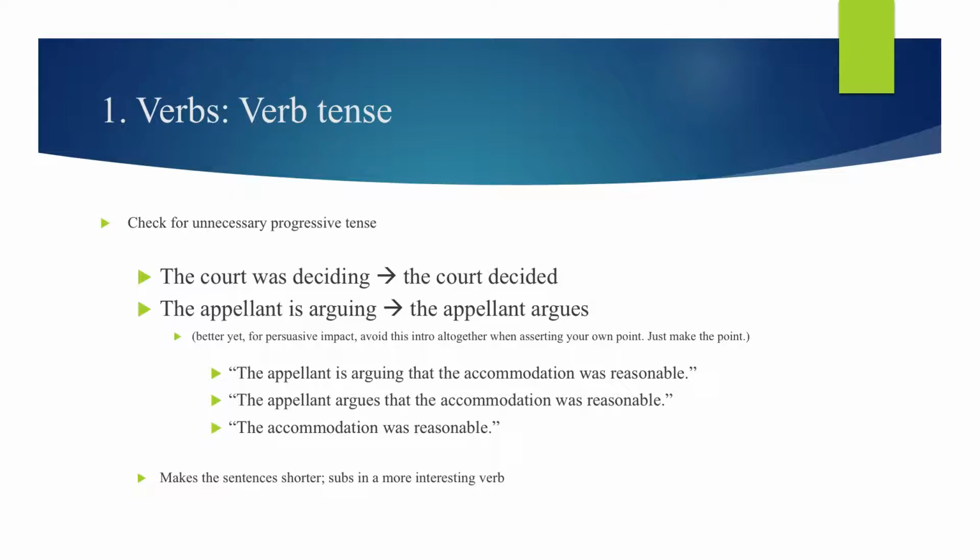But that intro can get cut off altogether if the writer just wants to make the punchy point that the accommodation was reasonable. Get rid of all of that hedging behind the appellant and just make the point. Subbing in the right verb tense makes the sentences shorter, and it usually replaces the verb with a more interesting verb than is or was.